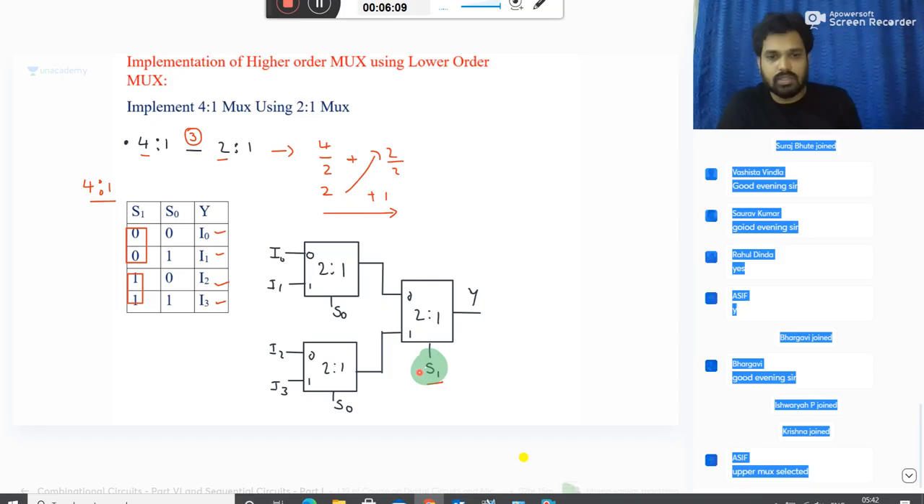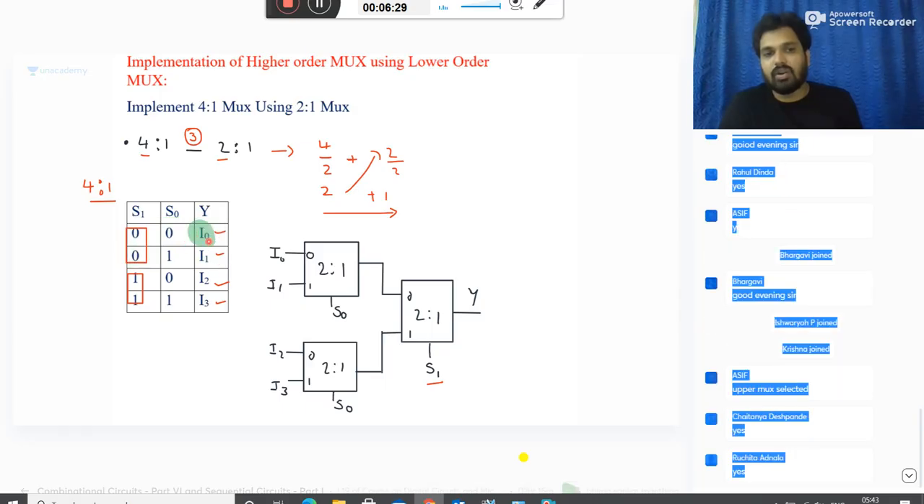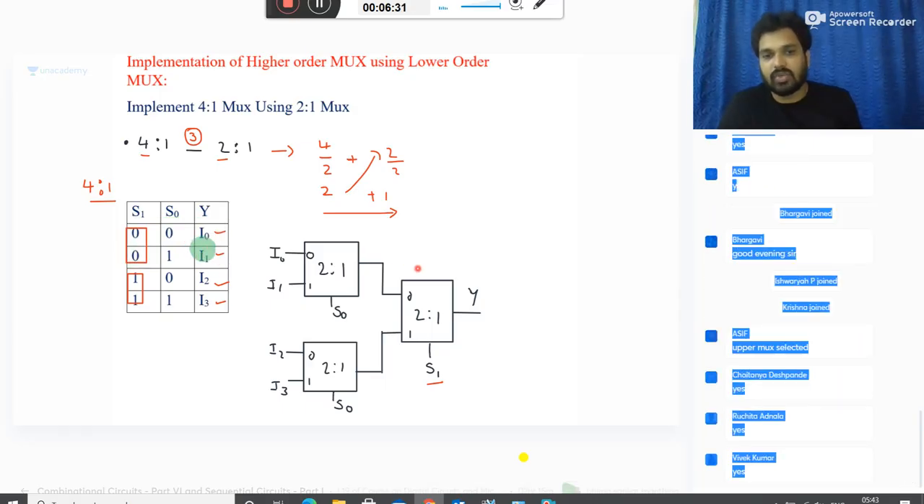when S1 is 0, then this part will be selected. Then S0 will decide based on 0 or 1, whether I0 or I1 will be selected. You see this table satisfied for this part or not? When S1 is 0, S0 will decide whether I0 or I1 will be selected and transferred to the output. Even here S0 is selected. S0 is common here and here. Even S0 is 0 here, 0 here.